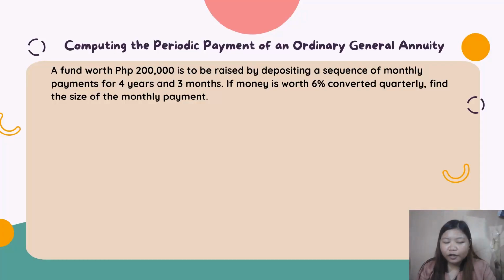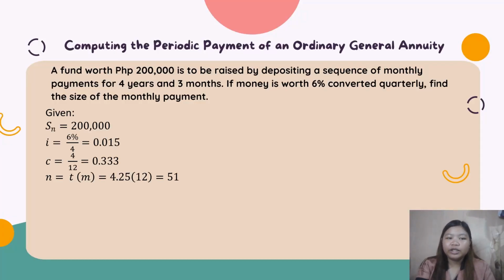So first things first, we will write our given. Very good. Where S sub n is equal to 200,000 pesos and i is equal to 6% over 4, because it is 6% converted quarterly. 4 is our quarterly because there are 4 quarters in 1 year. Then we will divide it, so we have 0.015.